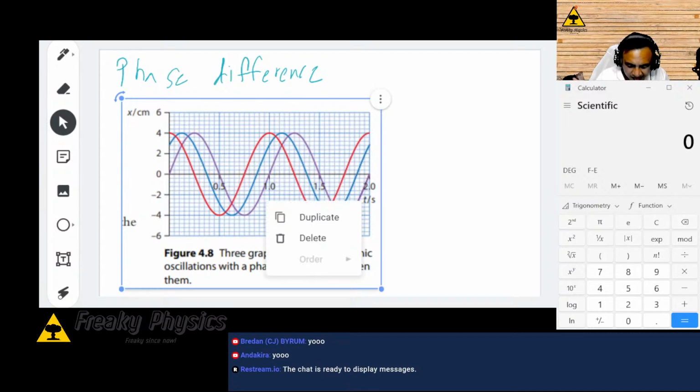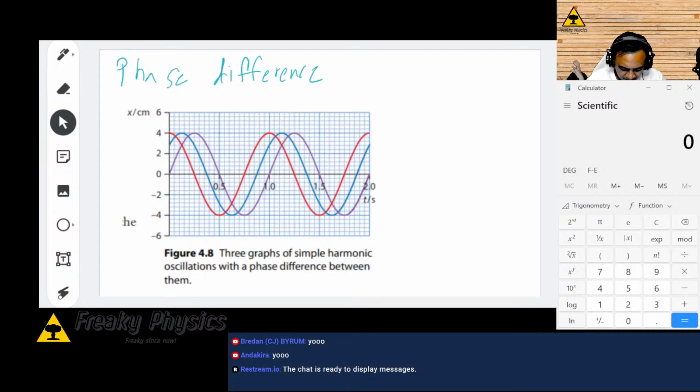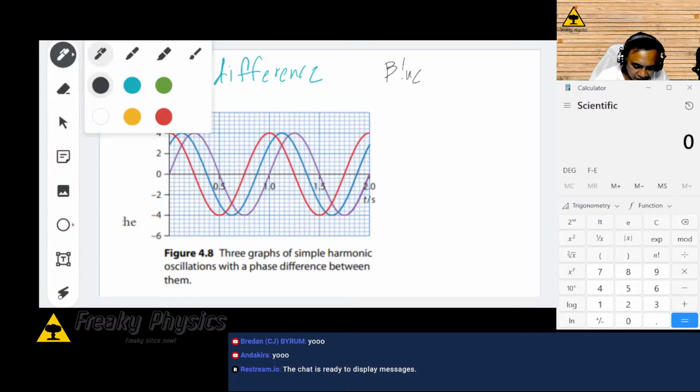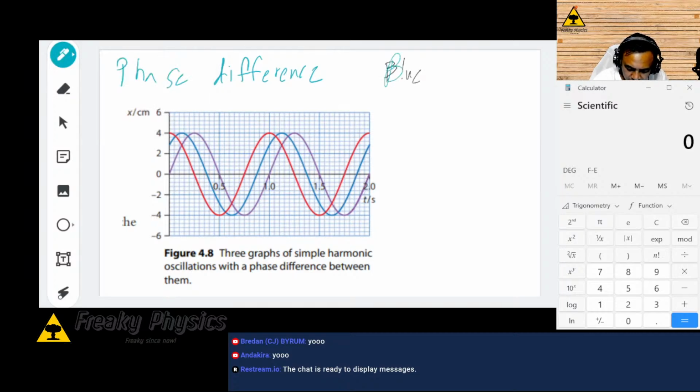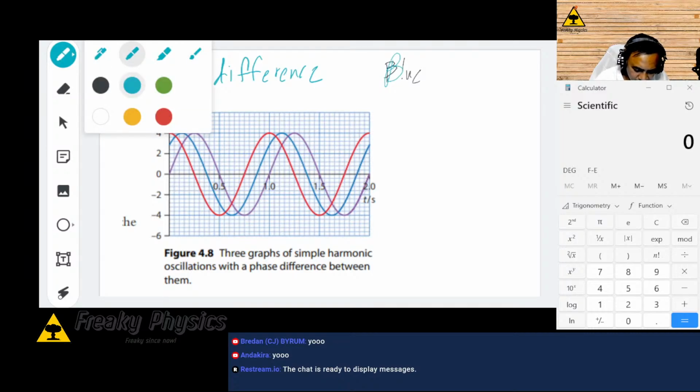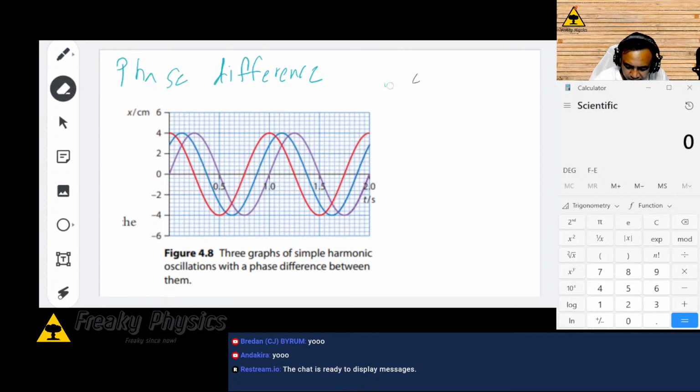So here's the idea. We have these three waves: the red, the blue, and the purple wave. Let's use the blue wave as our reference point. I think we'd better go through more detail here next time, but for now I'll just briefly discuss this. Blue is the reference wave.